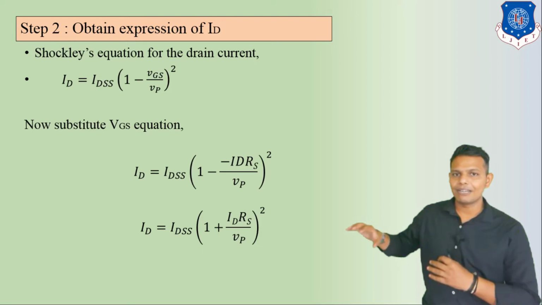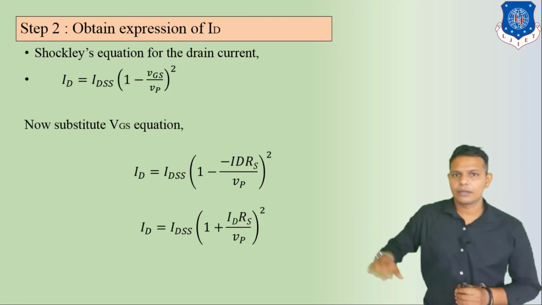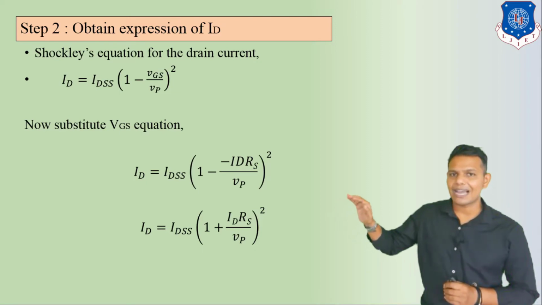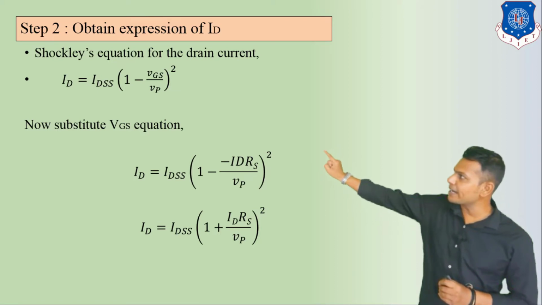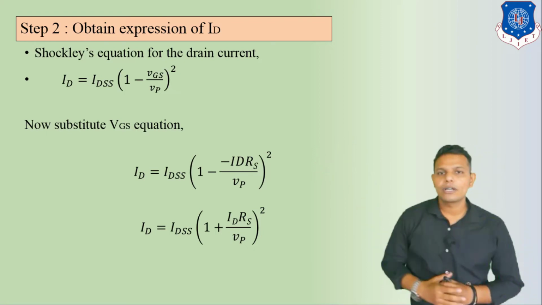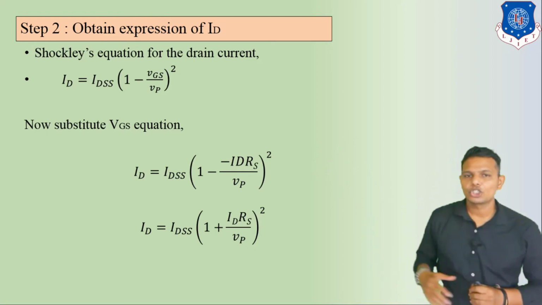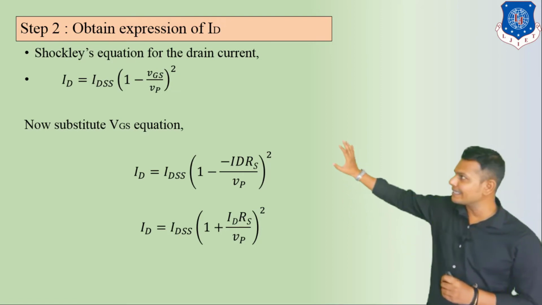Now we will get ID's equation by the use of Shockley's equation. Shockley's equation is like this: ID is equal to IDSS in bracket 1 minus VGS upon VP, bracket complete whole square. So this is the Shockley's equation. Now substitute the VGS equation in this equation.